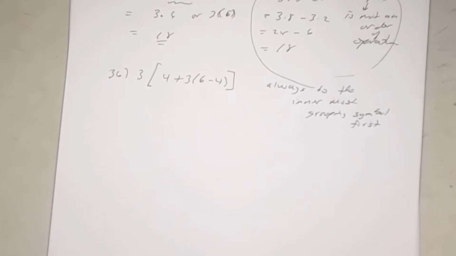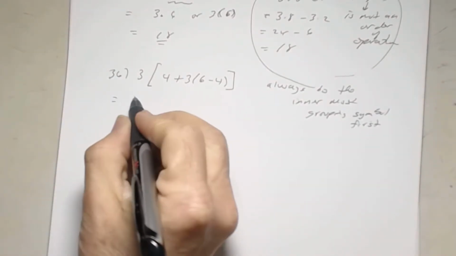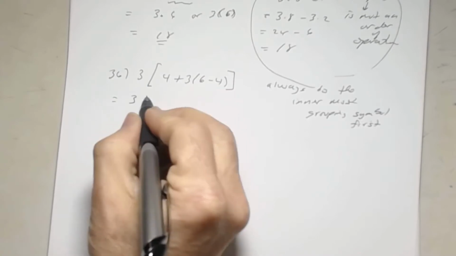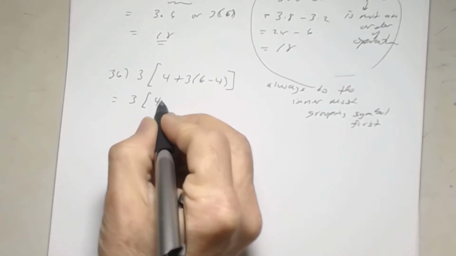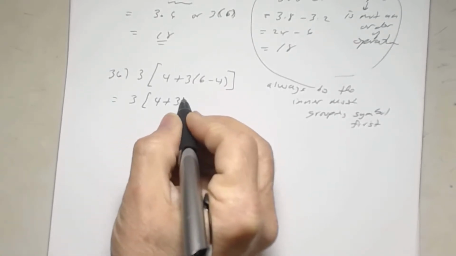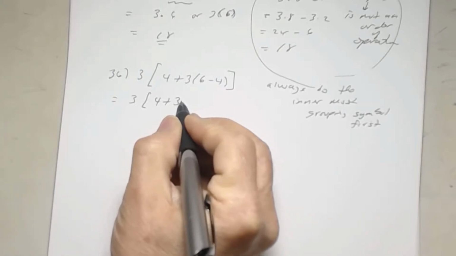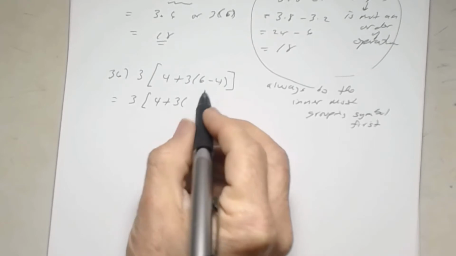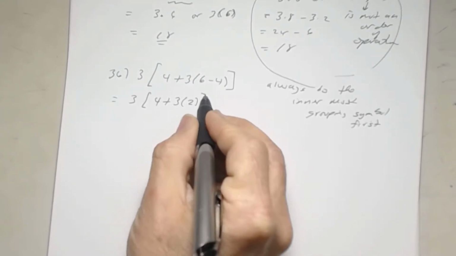So here's how you're going to write this. You mimic on the worksheet, just to mimic what I'm doing. So you're going to say 3 bracket 4 plus 3. And some of you want to use parentheses. That's fine. You can put a little dot there for multiplication. I'm going to put parentheses this time. What's 6 subtract 4? 2. And then the bracket.